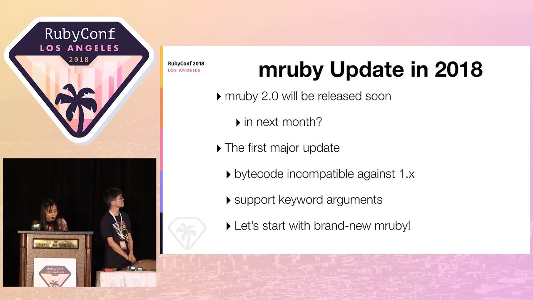The current hot topic of mruby is 2.0. Mruby 2.0 will be released soon, maybe in the next month or so, according to the mruby forum. It's the first major update of mruby, and introduces incompatibility. The architecture of bytecode is completely different, and you cannot use bytecode generated by 2.0 in mruby 1.4. But it means that it's a good time to prepare for 2.0, brand new mruby.